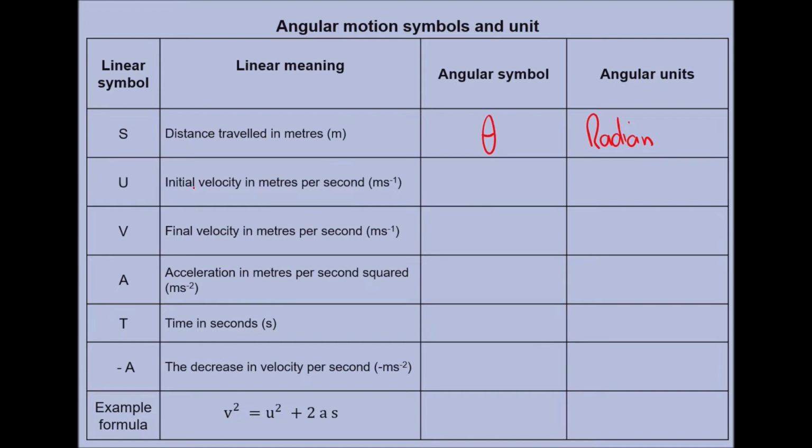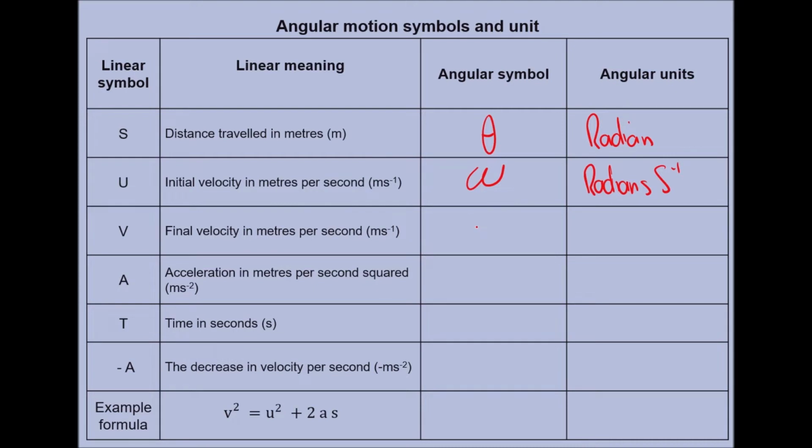Now, again, initial velocity is the letter u, but when we're talking about rotational motion or things changing at an angle, we use the Greek letter omega for that. The units we use are radians per second. So much like linear, where we've got meters per second, here we've got radians per second.